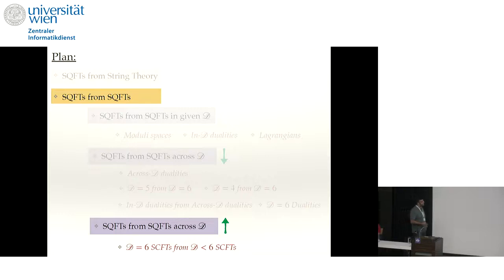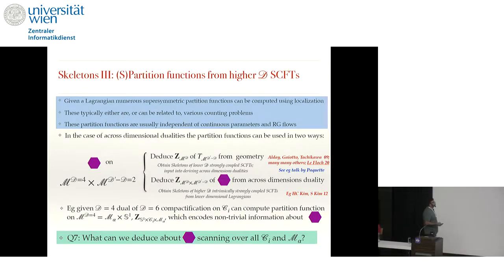The last thing I want to discuss: we discussed the relations between QFTs in different dimensions, what can be deduced about lower dimensional SQFTs from higher dimensional ones, and now I will make some comments about what can in principle be deduced about higher dimensional SQFTs starting from lower dimensional ones. And here I will first go to this topic of supersymmetric partition functions. Given a Lagrangian in any number of dimensions, there is a variety of supersymmetric partition functions which can be computed using localization. These computations are typically directly or indirectly related to various counting problems. And roughly because of that, these partition functions are usually independent of continuous parameters of the renormalization group flow, and thus one can deduce a lot of information about a strongly coupled fixed point from these Lagrangian descriptions.